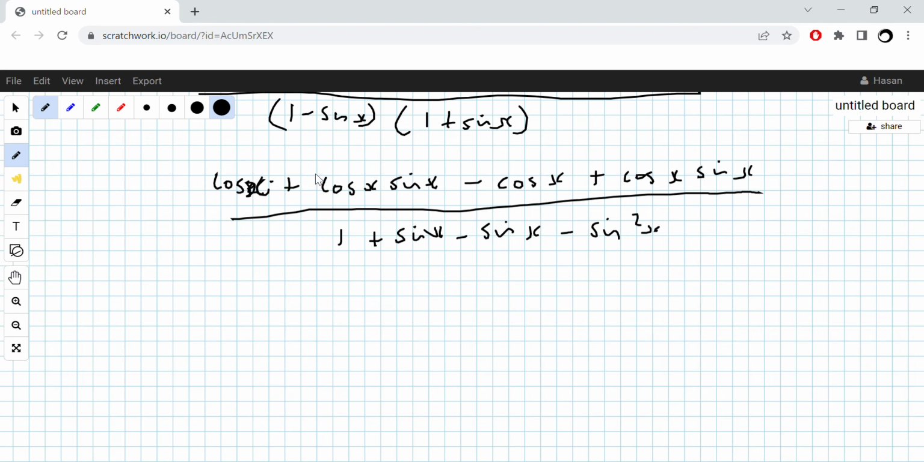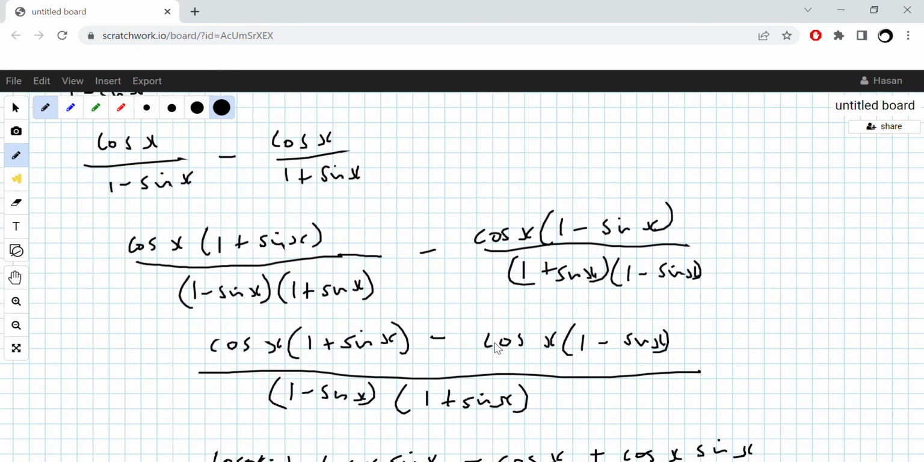And we can simplify this. The cos x cancels out with the minus cos x. And cos x sin x plus cos x sin x is 2 cos x sin x. So that will be our numerator. The sin x's in the denominator cancel out, so we're going to be left with 1 minus sin squared x.